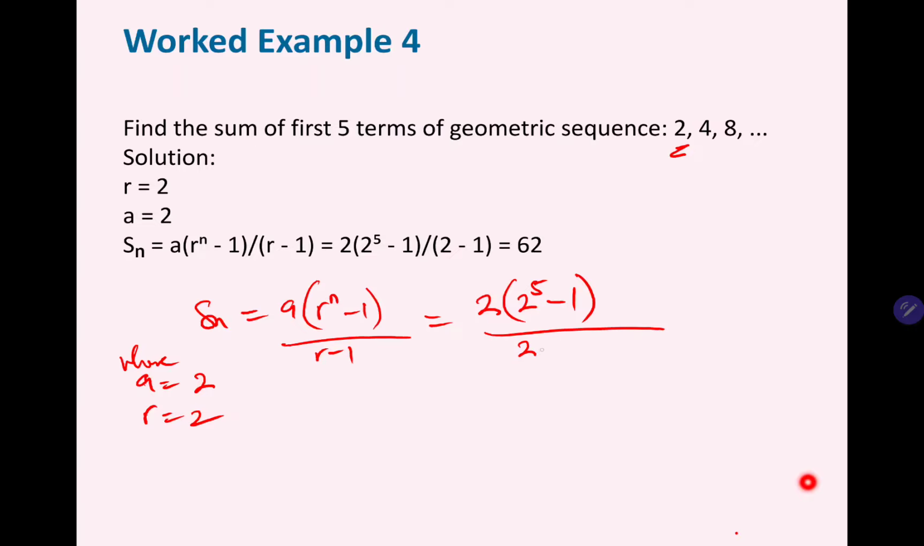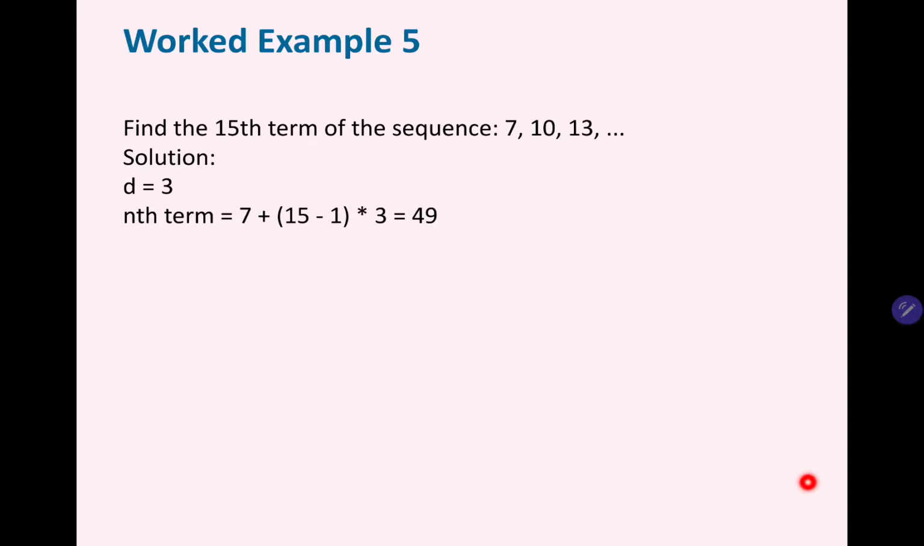R is 2, so 2 minus 1. This is the same thing as 2 times 2 raised to power 5, which is 32, minus 1, which is 31, all over 1. 31 times 2 should be 62. 2 minus 1 is 1. So the sum of the first 5 terms in this geometric sequence is 62. All right, we move on.